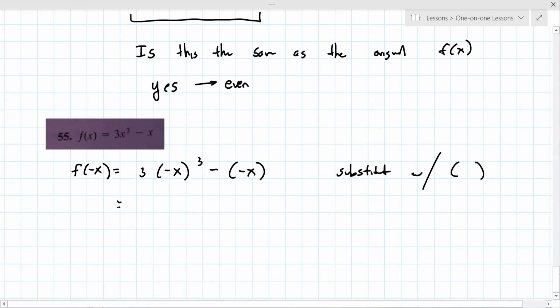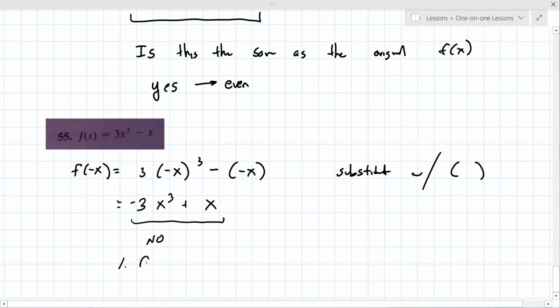No. If you do that, that's incorrect. So it could be odd, but there's a little bit more to do here. Again, you say, is this the same? And the answer is no. Okay. When it's no, you have an additional set of steps.